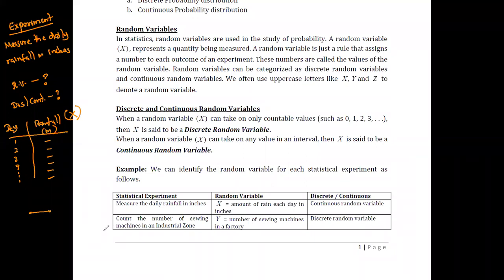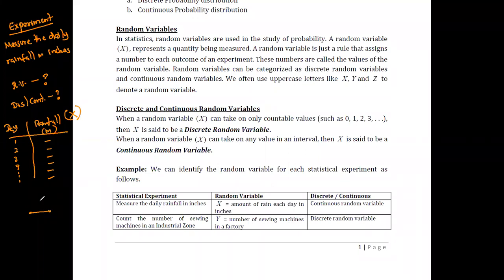And the next experiment is counting the number of sewing machines in an industrial zone. Here you are going to count the number of machines. Therefore, the number of sewing machines in the factory can be considered as the random variable. Here, using an uppercase English letter, it is named Y equals number of sewing machines in a factory.